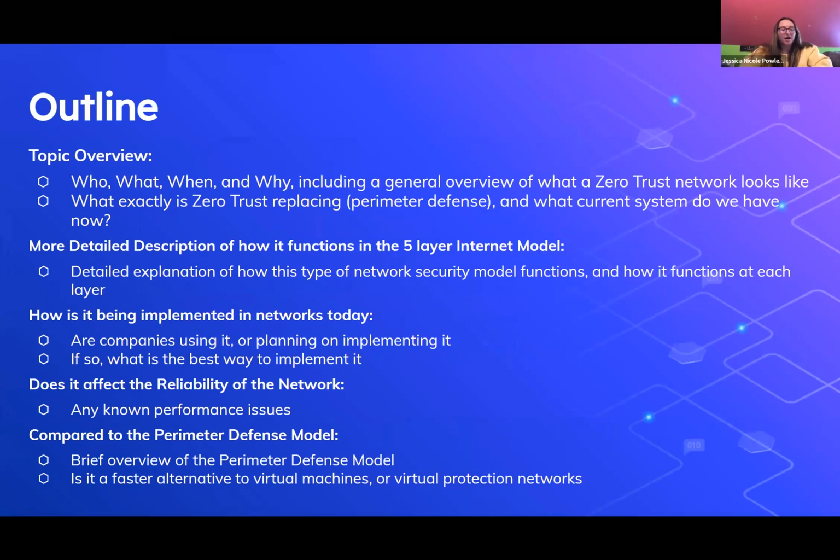For the outline of our project, we're going to be going over the basics of the Zero Trust Network model, a more detailed description of how it functions in the 5-layer internet model, how it is being implemented in networks today, whether or not it affects the reliability of the network, and the Zero Trust Network model compared to the perimeter defense model.